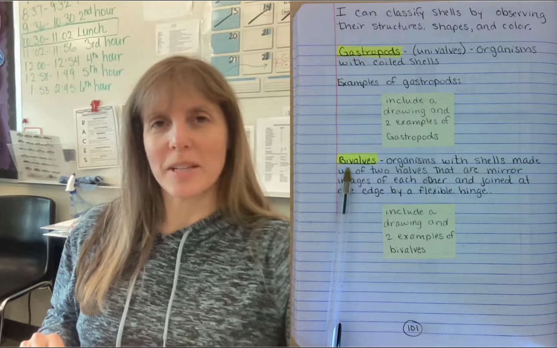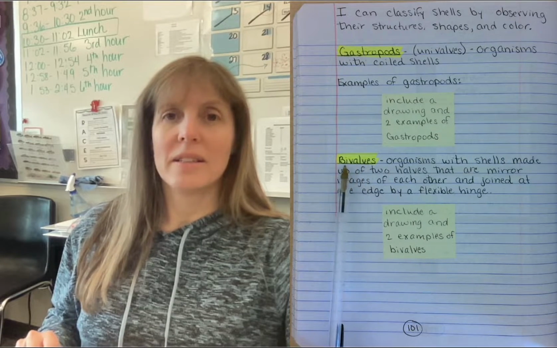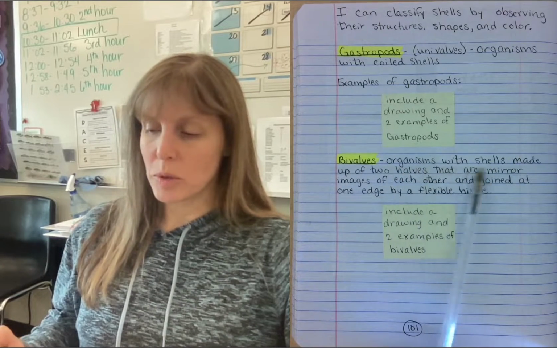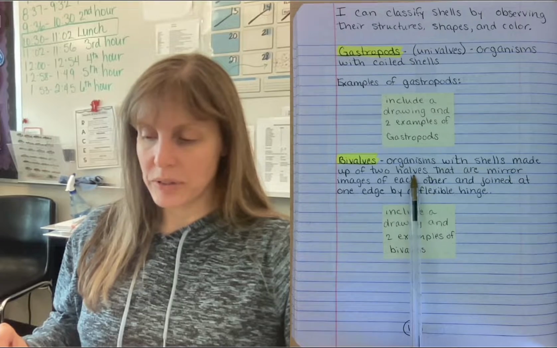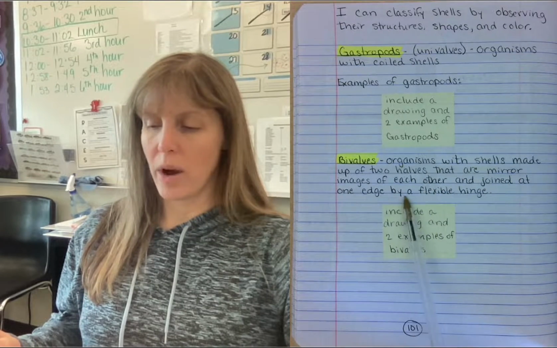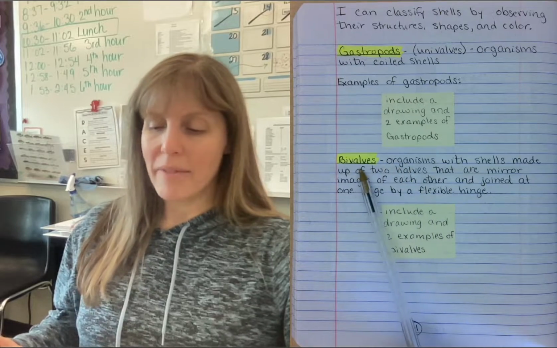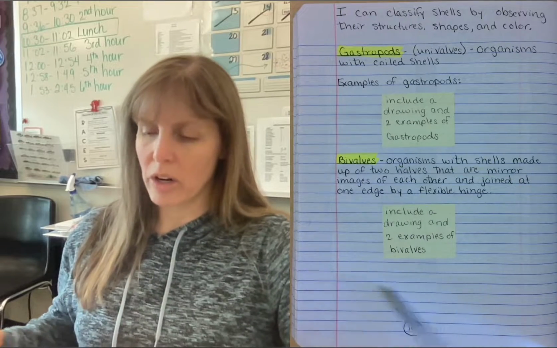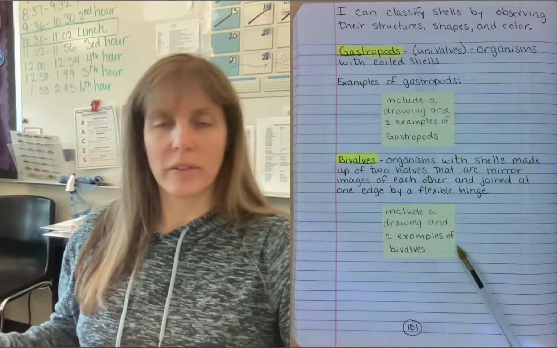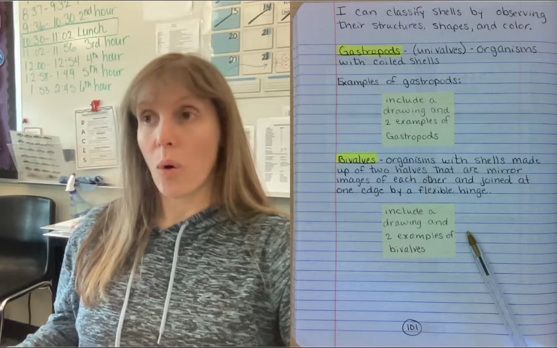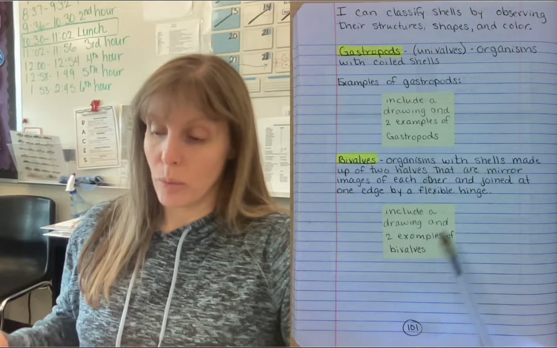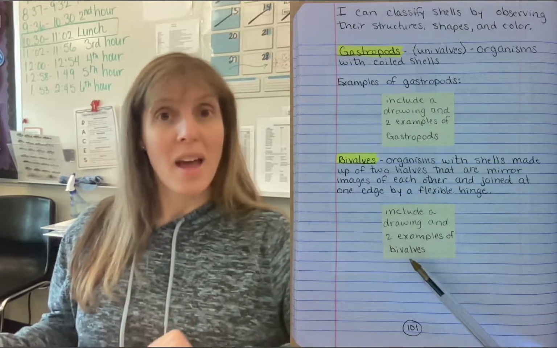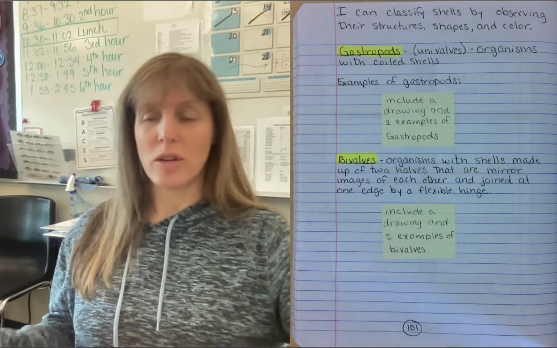All right. Our second term today. Bivalves. Say it with me. Bivalves. Bi means 2. So organisms with shells made up of 2 halves that are mirror images of each other and joined at one edge by a flexible hinge. So a bivalve might be like a clamshell. Bivalve. Okay. So here you're going to draw one drawing and give us the names of 2 bivalves. You're going to see a lot of really cool looking shells today, and maybe you'll discover something in your own collection that you can identify.